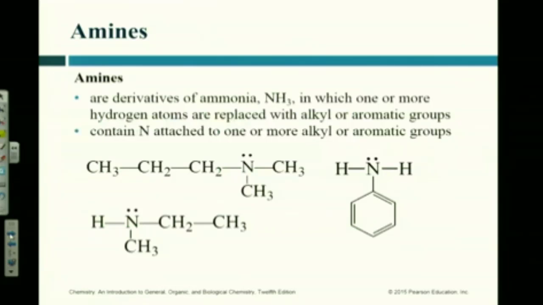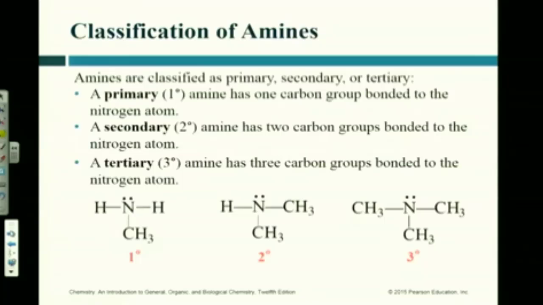All amines are derivatives of ammonia with more or less carbons on them. Okay? They might even contain an aromatic ring there. Amines, like alcohols, can be divided into primary, secondary, and tertiary. Anybody want to explain the difference between primary, secondary, and tertiary by looking at those 3 pictures right there? Primary has 1 carbon, secondary has 2 carbons, tertiary has 3 carbons. That's all you gotta know.